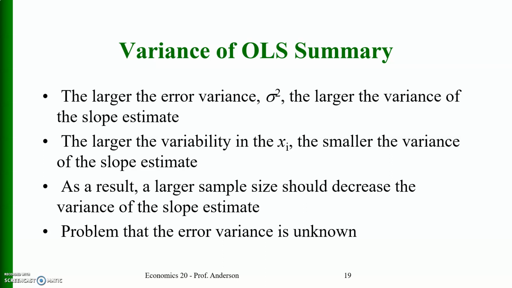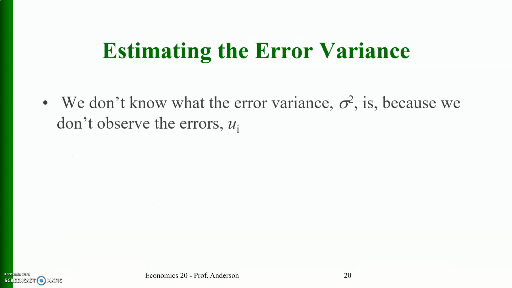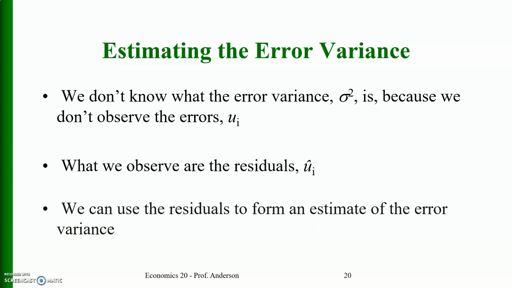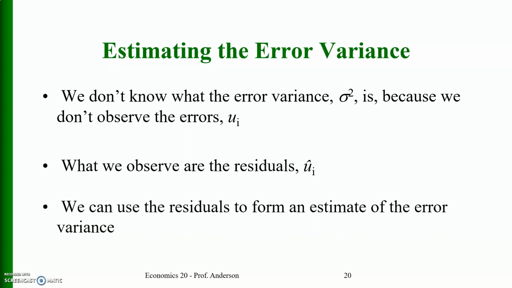Problem: the error variance is unknown. Sometimes the error variance is unknown, and then we have problems. We don't know what the error variance sigma square is because we do not observe the errors, the random errors, that is, the population random error. What we observe are the residuals, that is ui hat or ei. So we can use the residuals to form an estimate of the error variance.